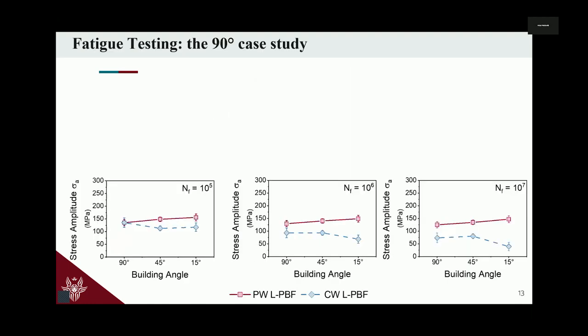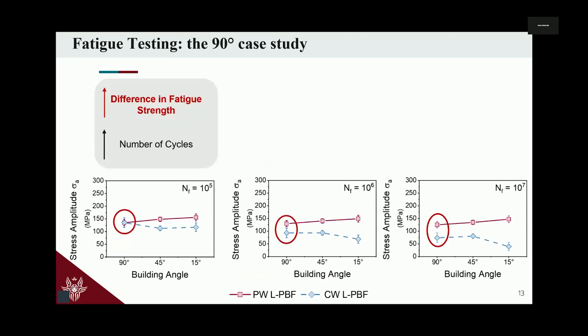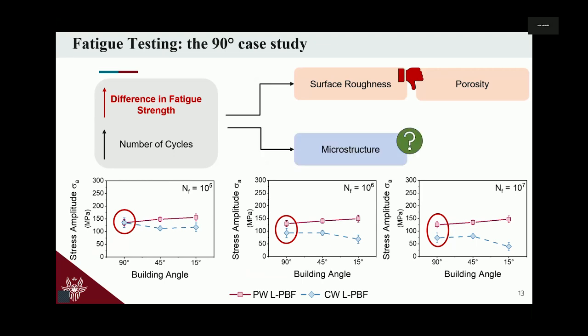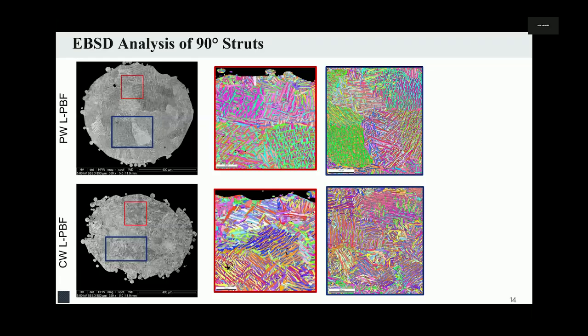Given this, and if we check again these trends, as I was mentioning before, there is a perfect match at 10^5 cycles, while there is a discrepancy at 10^6 and 10^7 cycles. But this is not related to surface roughness, neither to porosity. So the next step to check is associated to the microstructure, if there is any kind of microstructural difference due to the different process. And this is what we actually tried to check with EBSD analysis of 90-degree specimens.